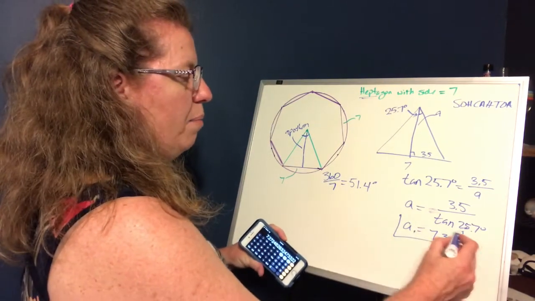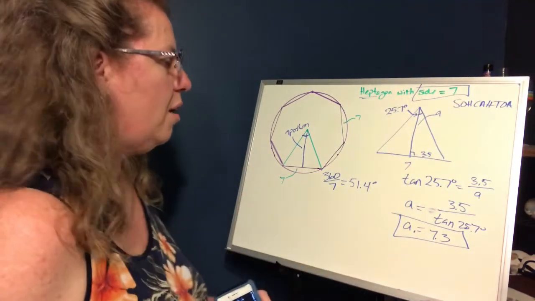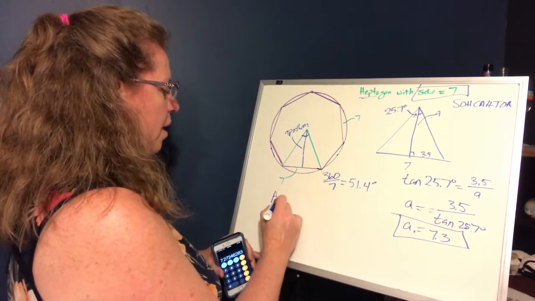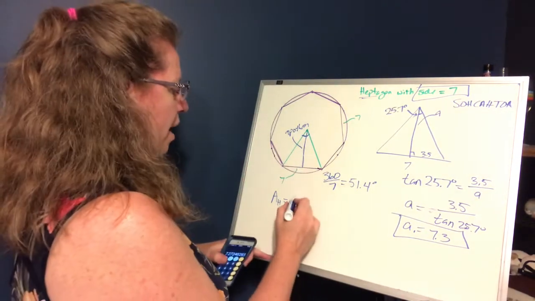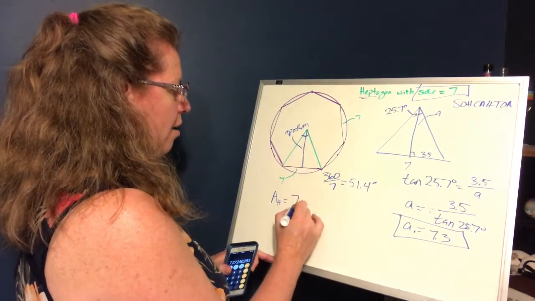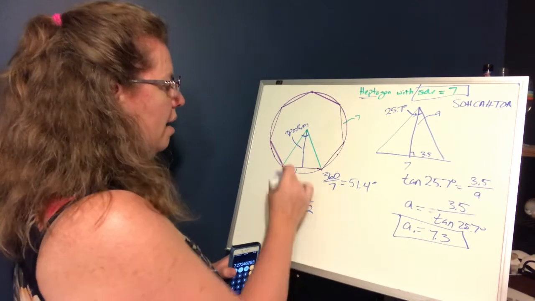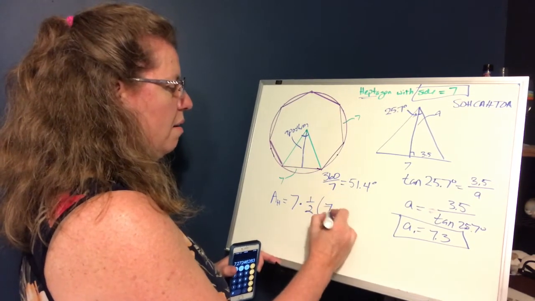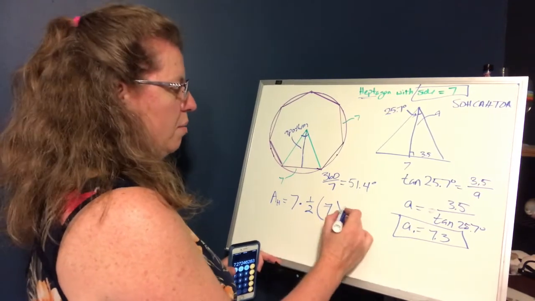Now I have the apothem, I have the length of the side, so I can go back to my formula, the area of the heptagon. This time I'm going to go ahead and do it the other way. I'm going to find the area of my triangle, and I know there's 7 of them, so I'm going to go 7 times 1/2 base times height. My base is my side, which is 7, and my height is my apothem, 7.3.